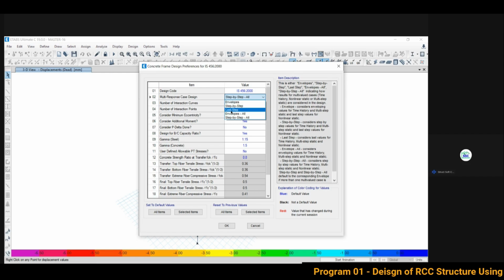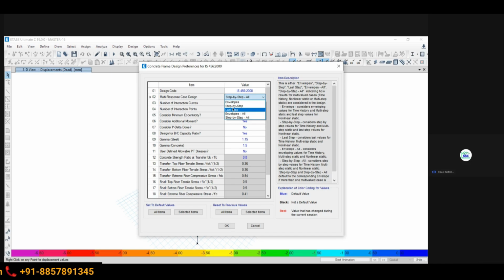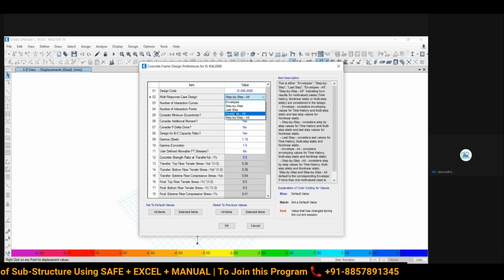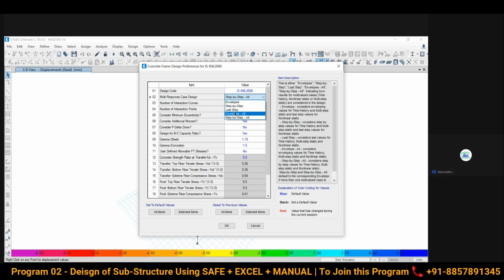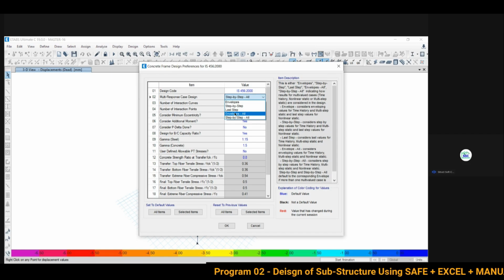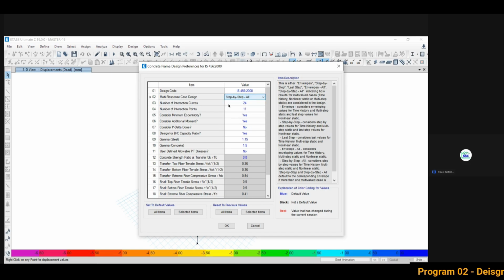Last step one is what? It performs multiple steps, multiple iterations, and goes for the last step. That is the second. And this is what? Step by step, envelope, all. So these are all the different approaches for the design, and they come into play importantly when you are going to perform multi-stepped or iterative-based analysis. Okay, so as of now we don't need to focus on this. Let it be by default 1.